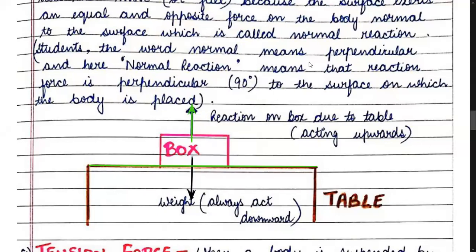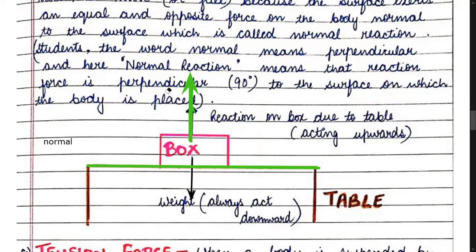Now this force which is acting on the box here, in this case, is perpendicular to the surface. See, these two forces are perpendicular to the surface. Perpendicular in physics can also be said as normal. So normal means perpendicular. So this force which is acting perpendicular to the surface and is equal to the weight of the body is known as normal reaction.